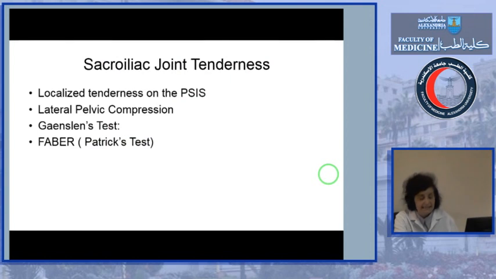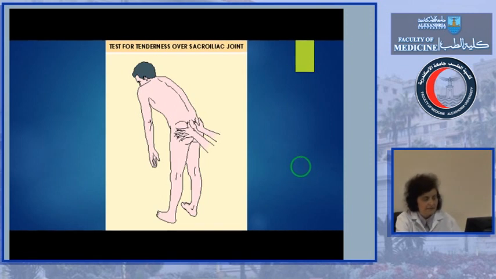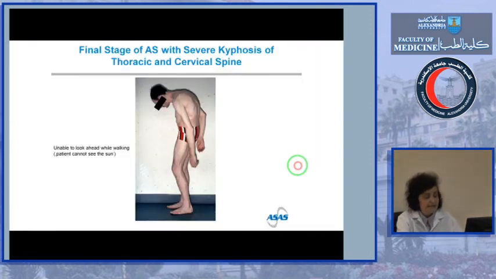Sacroiliac joint, we just elicit tenderness and pain, localized tenderness, lateral pelvic, and the two important tests that you know are the Gaenslen's test and the FABER test, which is the flexion, abduction, external rotation, or the Patrick's test. And if the pain is anterior, it's hip joint. If the pain is posterior, it's sacroiliac joint. That's how to differentiate if the pain is due to the hip joint affection or due to the sacroiliac. That's for the tenderness that we check over the sacral dimples. This is what we do not want to reach.